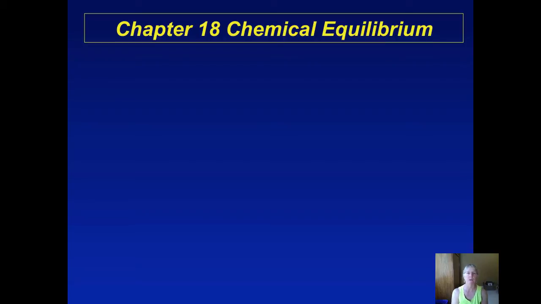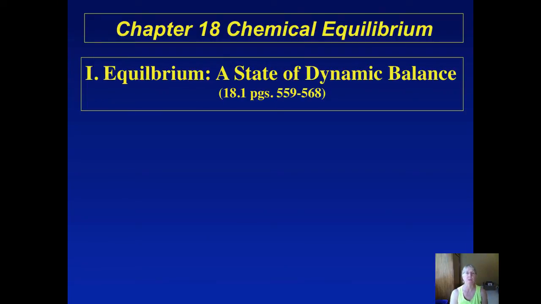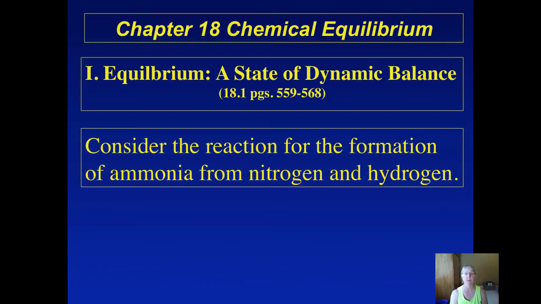We're going to do a short unit called chemical equilibrium that will be based on a lab having to do with Le Chatelier's principle. But before we go there, let's understand what equilibrium means. In your textbook, we're working now out of chapter 18, and it stands for a state of dynamic balance.